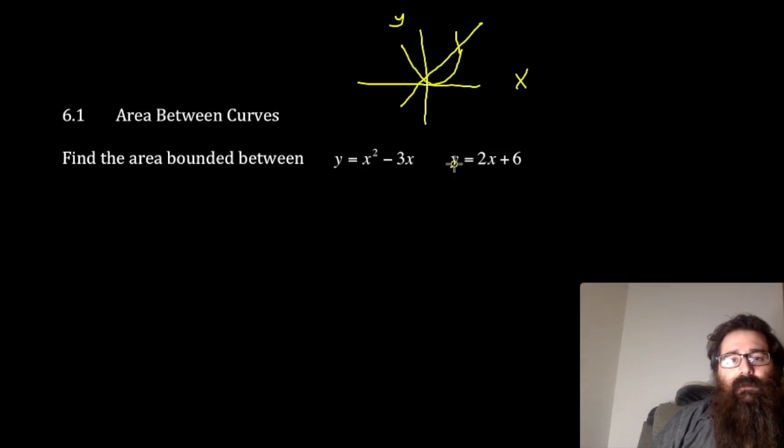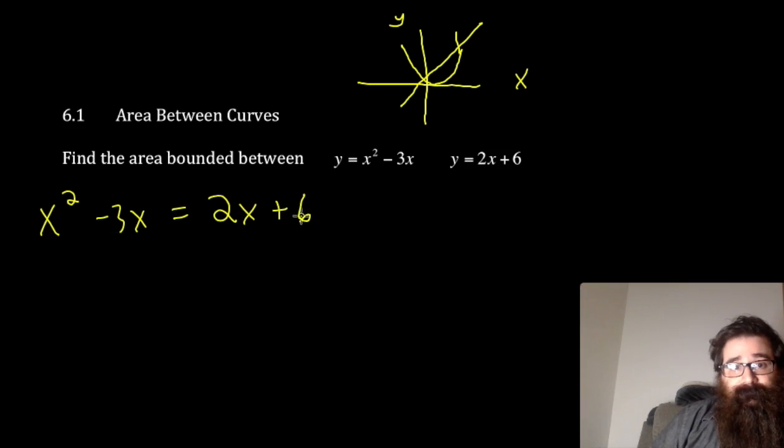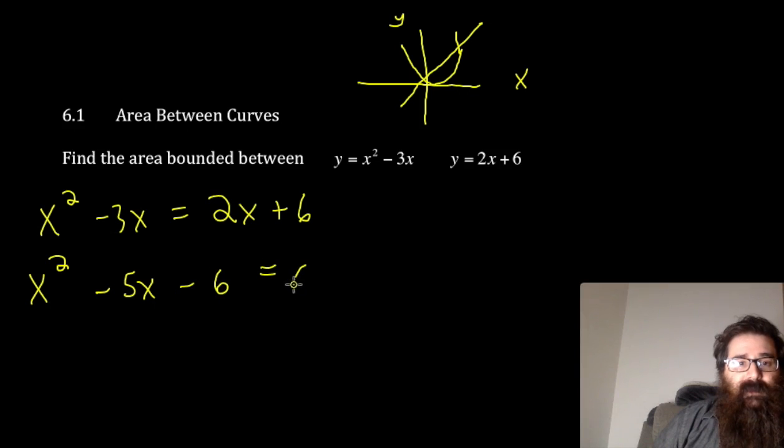If I want to figure out where these two curves intersect, they're going to intersect where they're equal, so I should be able to set these two functions equal to one another. Here I would focus on the right-hand side and say, okay, x squared minus 3x is equal to 2x plus 6. Here I want to move everything over to the left side and set this equal to 0. So if I subtract 2x over, I get x squared, and then minus 3x minus 2x is minus 5x. I want to subtract 6 over as well, and then set this equal to 0.